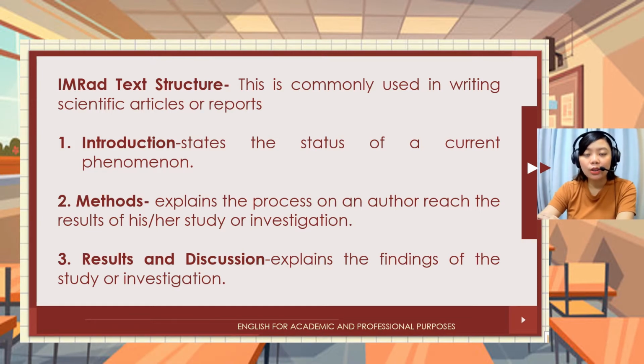And then number 3, results and discussion. It explains the findings of the study or investigation. This is where you conclude, this is where you discuss your findings, this is where you elaborate the things that you found out after conducting some experiments or some lab experiments or observations.